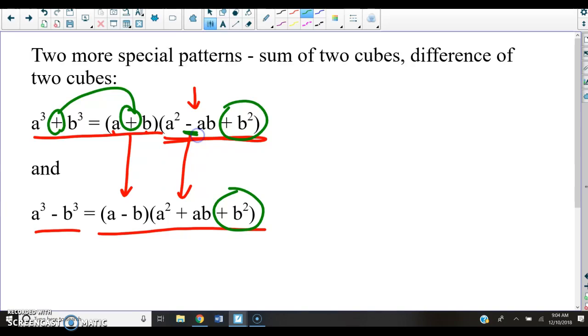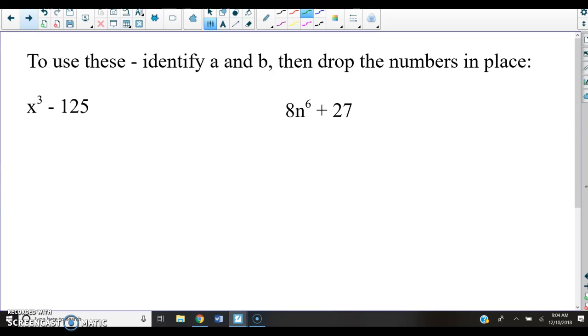The next one's different. So a cubed minus b cubed factors into a minus b. And then in the trinomial, it's a squared plus ab plus b squared. You might want to write those down, get them in your notes, practice a few, like we're going to do here.